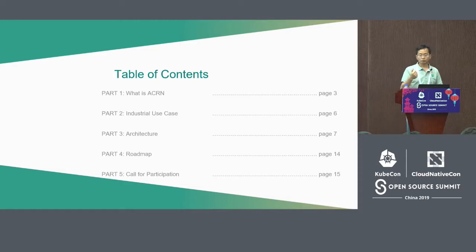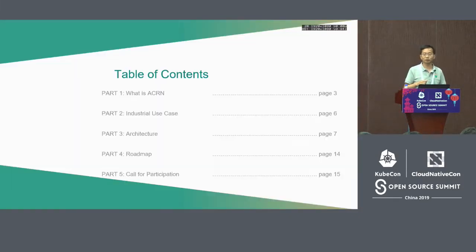And the part 3 is about architecture. Part 4, roadmap. Our roadmap of technology. The part 5 will have a link, including WeChat group. So I will provide a QR code, and you can scan to join us for further connections. Also, I have lots of extra information for you to have a deeper dive. The details of technologies depending on how much extra time it will have. So first of all, what is ACRN?